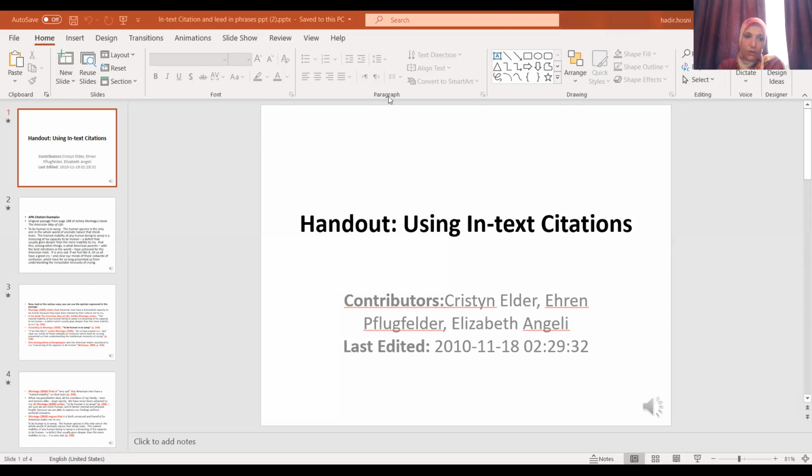Okay, so here, when I recap on in-text citation, it's important to show you an example. Okay, other instructors already explained in different PowerPoints or different videos the rules of in-text citation. But now we need to see a clear example for this.